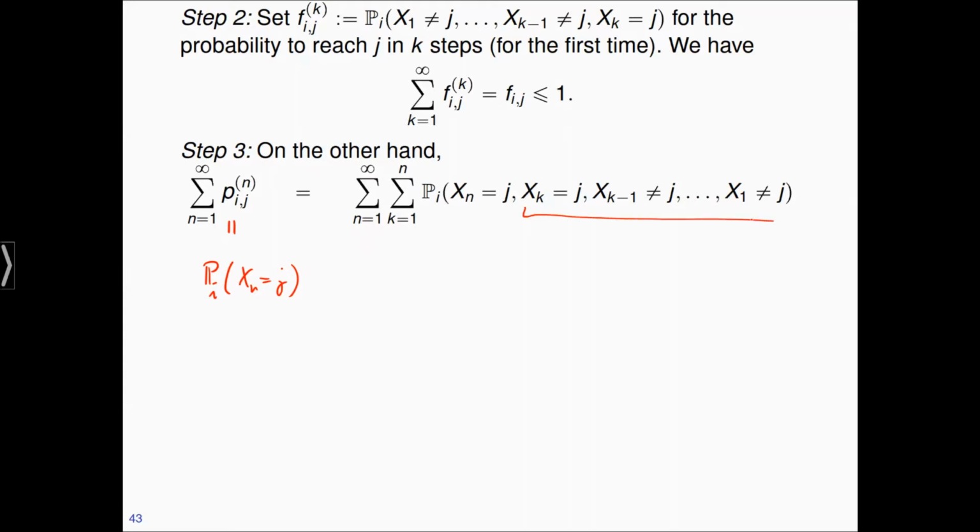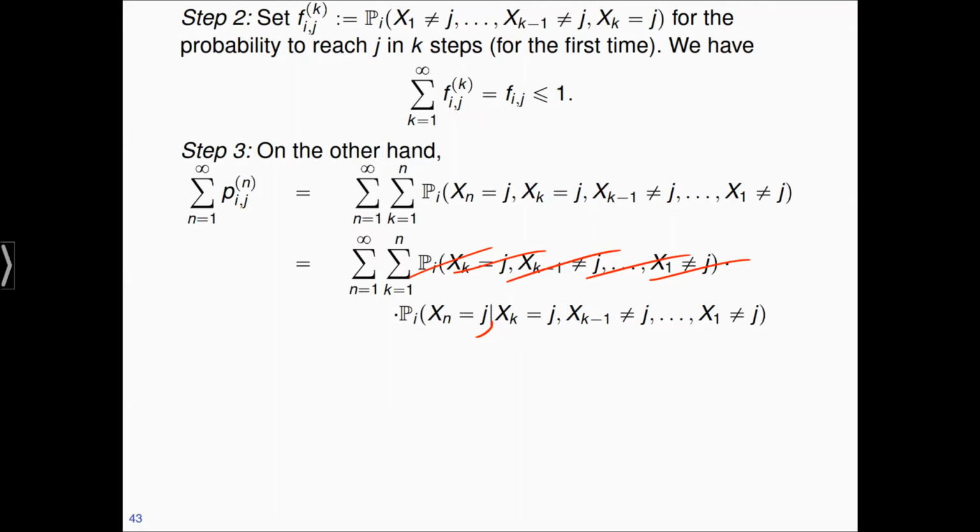This additional condition here says that you didn't reach j in the time steps 1 up to k minus 1. You do reach j at time k, and then of course you reach j again at time n. Notice that this is a decomposition of this event. If you call these events here B_k, for example, then the union of the B_k for k from 1 to n is nothing else but the event that X_n equals j. So basically we only use this observation and the sigma additivity of the probability measure.